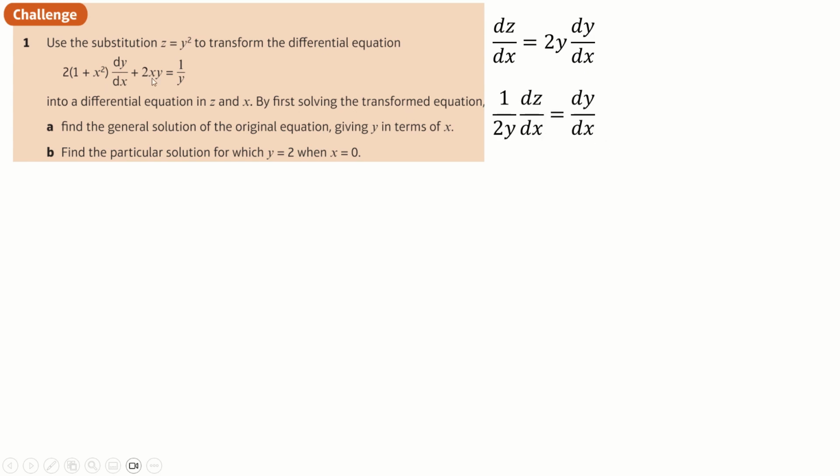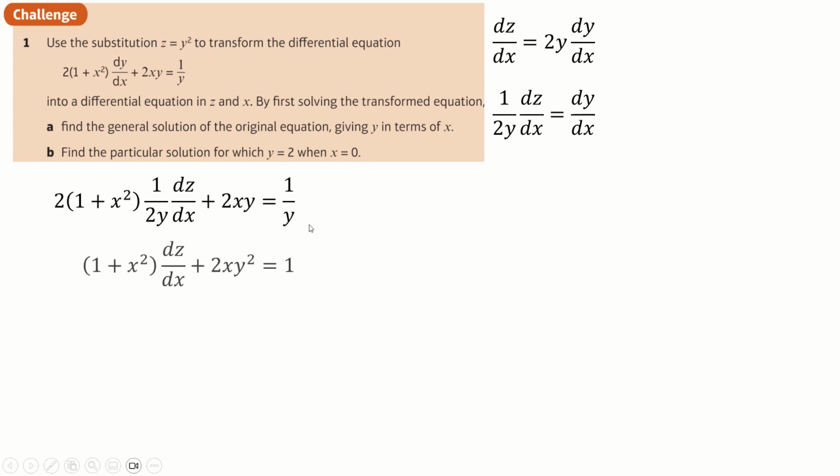I can put that result into here, and I'll get this. And now, obviously, this 2 cancels with this 2. I can times this entire equation by y, and that's amazing, because now I can just shove a z straight in. And this here is an equation in terms of x and z instead. And then it says, by solving the transformed equation, find the solution in terms of y and x. So they want me to solve this first, get some kind of solution for like z equals something, and then substitute back in this y here, and I'll get in y and x.